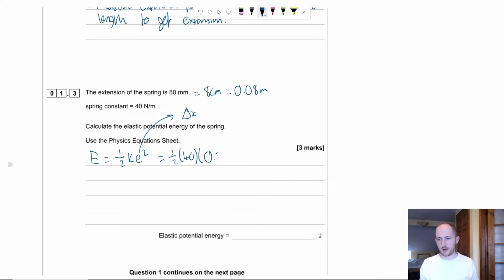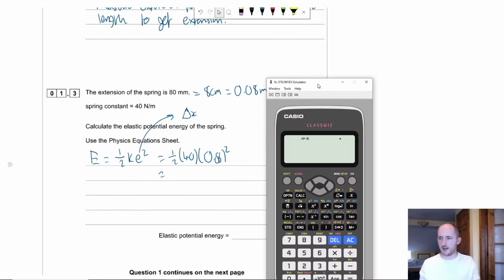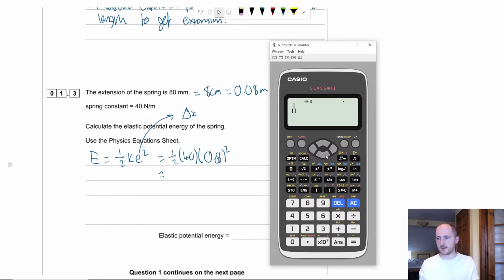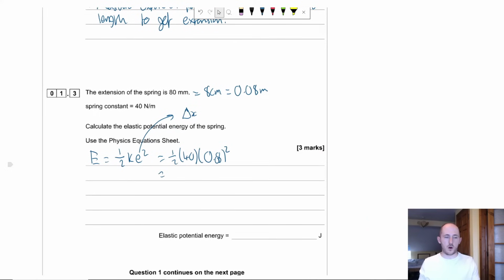So let's put that all in, don't forget the squared. And then let's type it all into our calculator. So instead of a half, I can put 0.5, but let's just do a half times 40 times 0.08 squared. That gives me an answer of 0.128 joules, which is a very small amount, but that should hopefully make sense because there's not much going on with this.